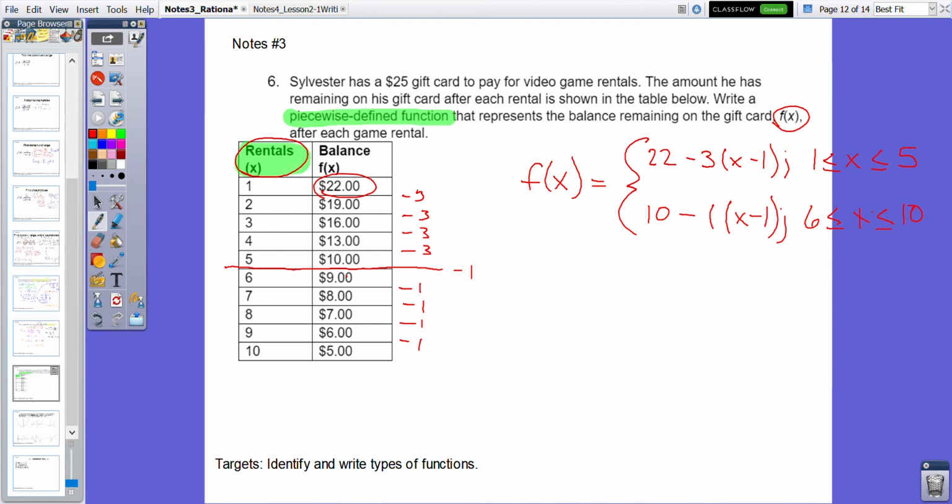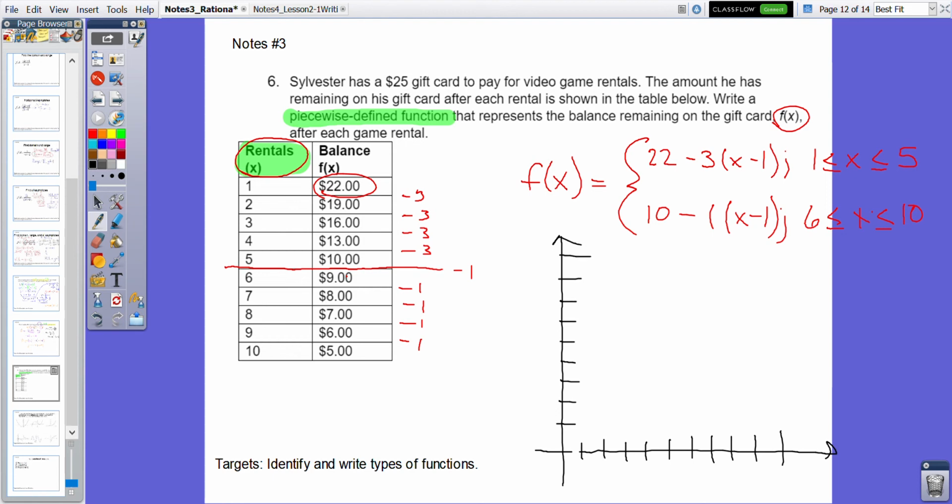Now, if we were to graph it, for instance, let's say we wanted to graph this. I'm going to draw a rough graph here, so we get an idea of what this looks like. Okay, so my rentals, let's see, 1, 2, 3, 4, 5, 6, 7, 8, 9, 10, and then let's say we go up by threes, why not? So 3, 6, 9, 12, 15, 18, 21, 24, 27.